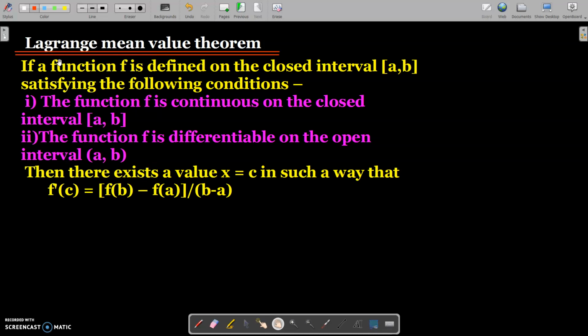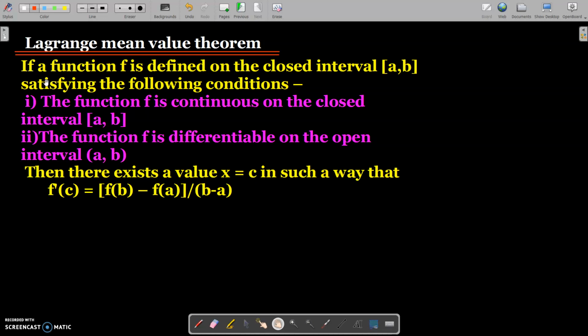Today we are going to start with the Lagrange mean value theorem. In the last class we discussed Rolle's theorem and some problems related to it, and we also did a problem to verify Rolle's theorem. Okay, so the problems are complete. So today, the Lagrange mean value theorem.